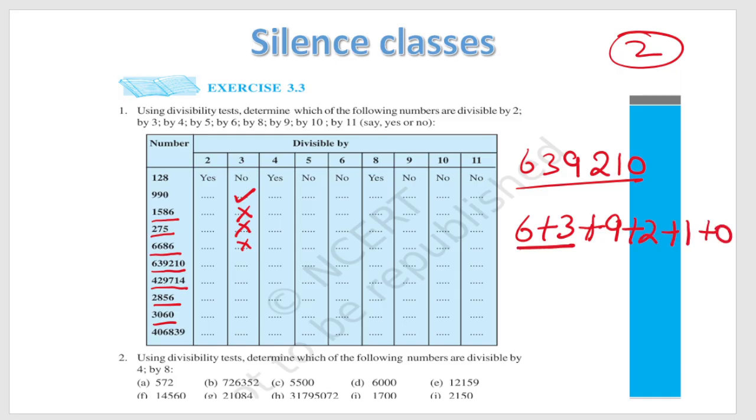6 plus 3 is 9. 9 plus 9 is 18. 18 plus 2 is 20, and 21. Okay, 21 is divisible by 3. 3 sevens are 21. This means this number is divisible by 3. Now the next question.